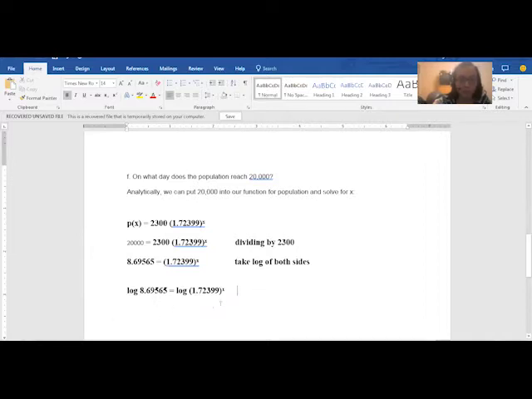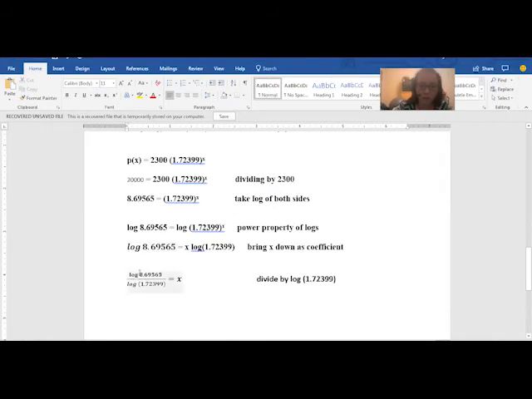Once we've taken the log of both sides, that allows us to bring x down from the power as a coefficient. Now that we have x down on the same level as everything else, x is multiplying times log 1.72399, so we will divide by that on the other side. I now have log of 8.69 and so on divided by log of 1.72 and so on, and I'm going to run this through my calculator. So my final approximated answer here is 3.97.